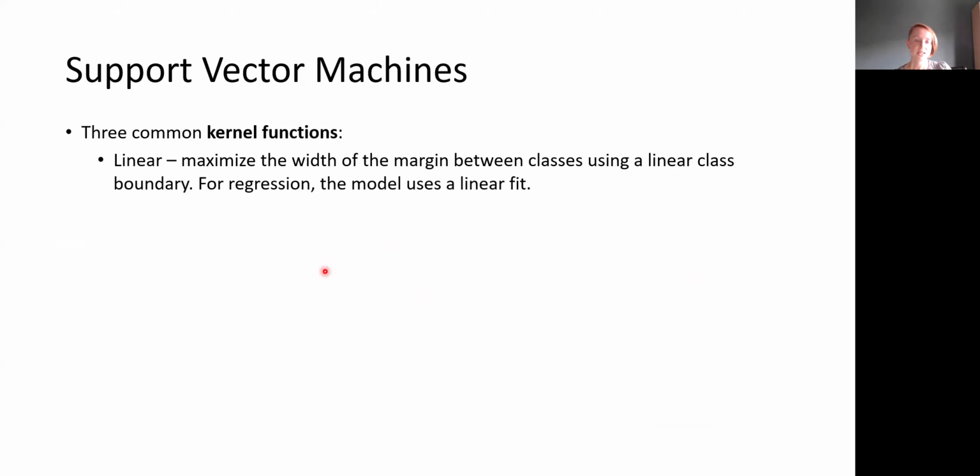So there are three common kernel functions that are available within tidy models and the engine that I'm going to show you later. The first one is linear. This maximizes the width of the margin between the classes using a linear class boundary. That's essentially what I was showing you initially.